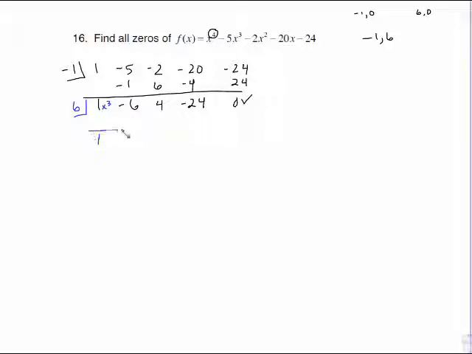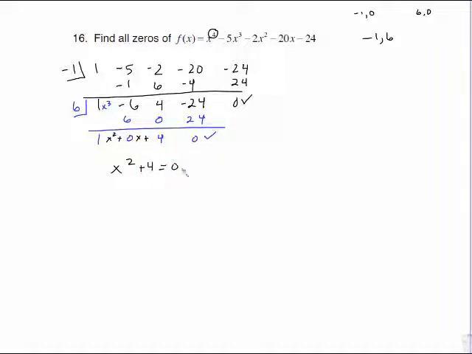So bring the 1 down. 6 times 1 is 6, gives us 0. 6 times 0 is 0, gives us 4. 6 times 4 is 24, which gives us 0, verifying that the 6 really is a 0, like the calculator told us. Now this stands for x squared plus 0x plus 4, which, if I write that a little better, is just x squared plus 4 equals 0.